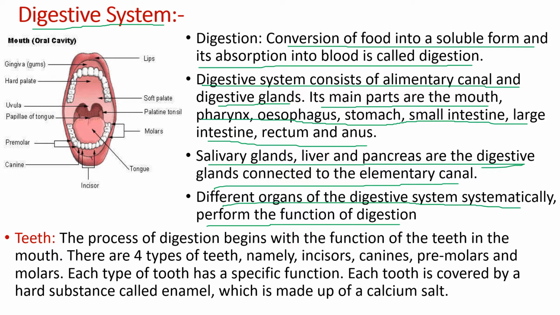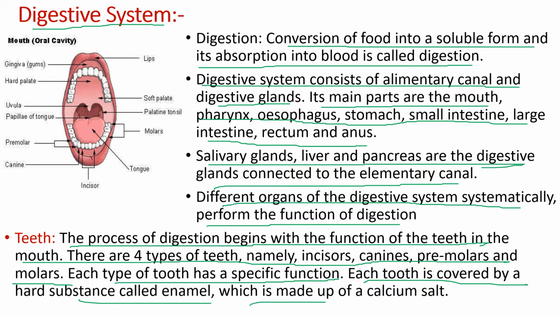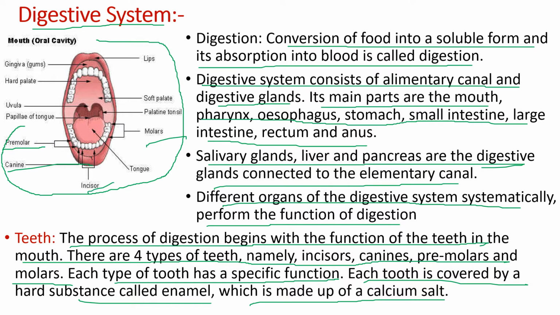Let us start with teeth. The process of digestion begins with the function of the teeth in the mouth. There are four types of teeth, namely incisors, canines, premolars, and molars. Each type of tooth has a specific function. Each tooth is covered by a hard substance called enamel, which is made up of calcium salt. In this diagram, we can see these different types of teeth like premolars, canines, molars, incisors, etc.